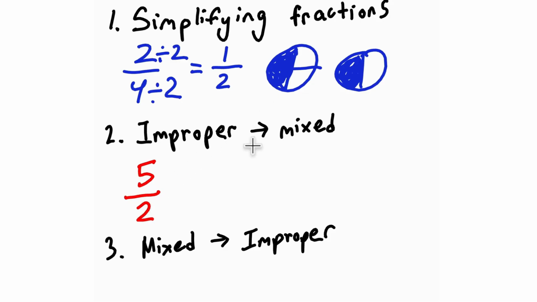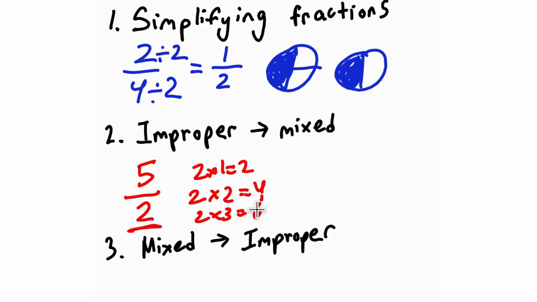What you have to do is take the bottom number and see how many times you can multiply it without going over the top number. So 2 times 1 is equal to 2. Well, that's less than 5, but what happens if I multiply it one more time? 2 times 2 is equal to 4. That's also less than 5. 2 times 3, well, that's equal to 6. But that's greater than 5.